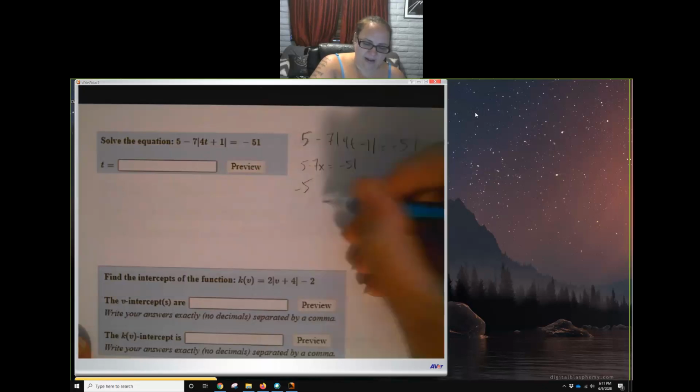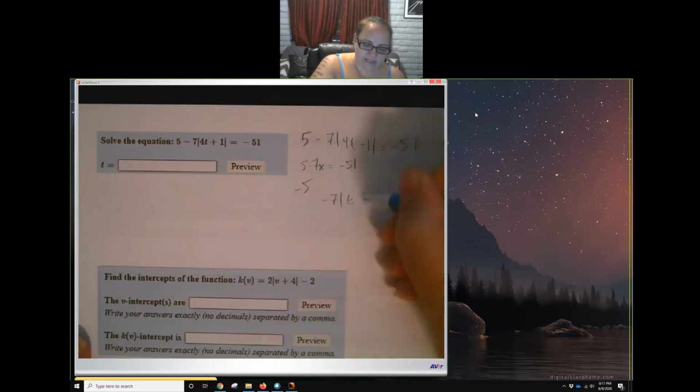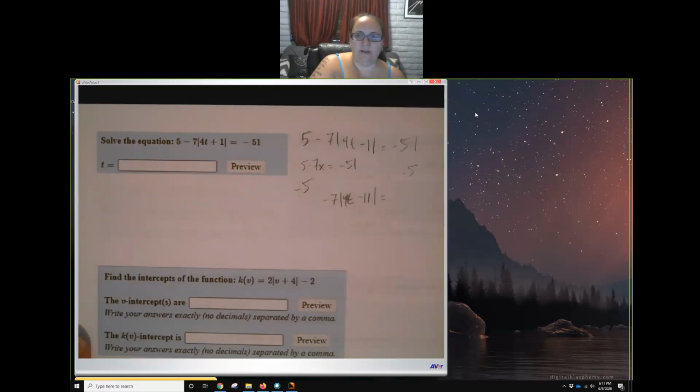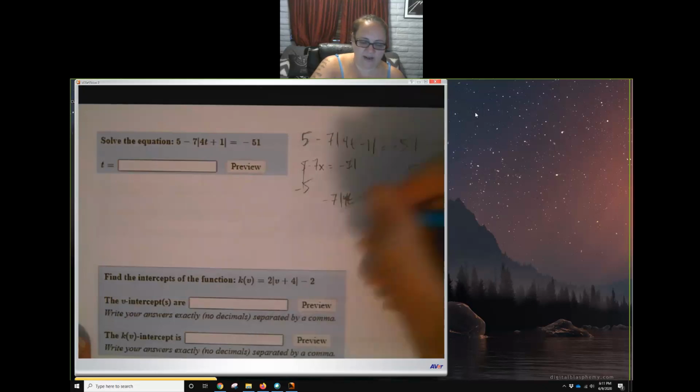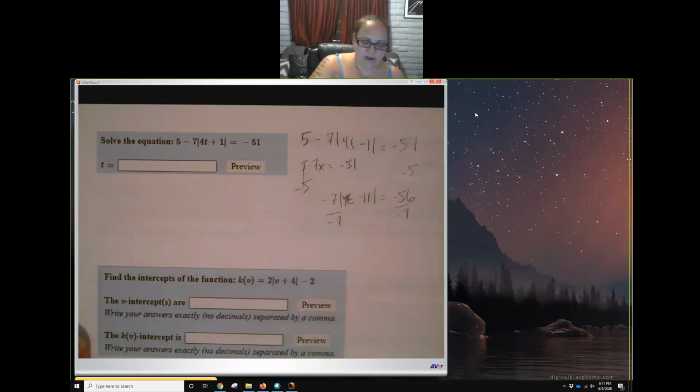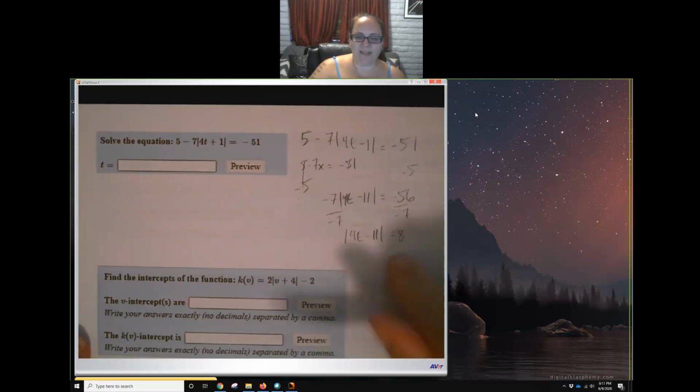I'm going to get -7 absolute value of 4t minus 11 equals -56. And again, if this was 7x, I would divide both sides by -7. So then the absolute value of 4t minus 11 equals a positive 8. And that's good because absolute value can only ever be positive. If you get absolute value equals a negative, then your answer is DNE.